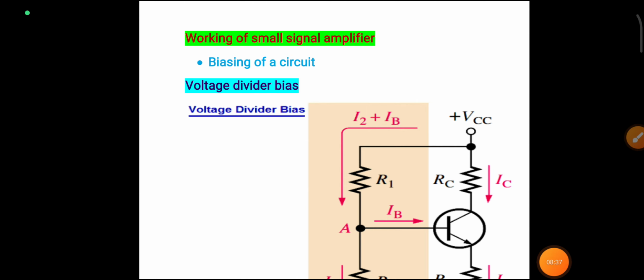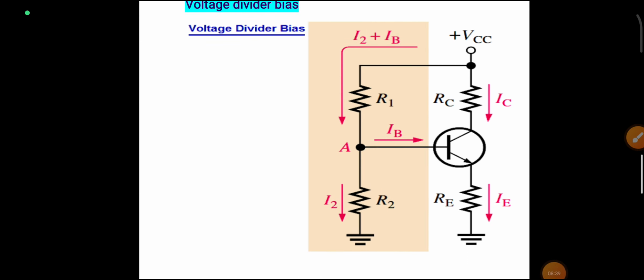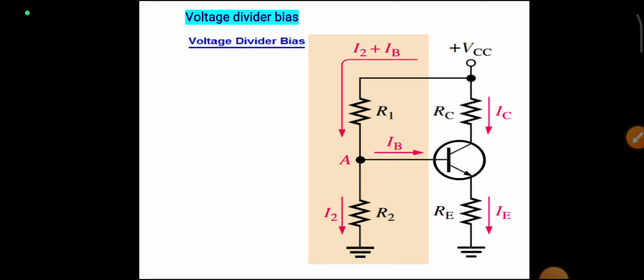Okay, you can see this is the voltage divider biasing circuit. This voltage divider biasing circuit is also called self biasing circuit. Voltage divider bias, the other name is self biasing. So this circuit contains 4 resistors: R1, R2, RC and RE.